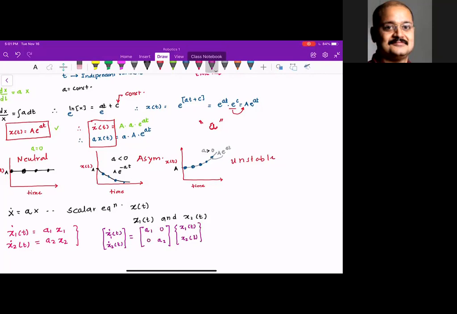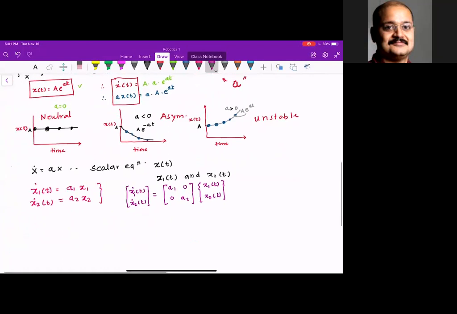Are you with me so far? Now remember this equation. What happens if my a1 and a2 are zeros? You agree with me? If my a1 and a2 are zero, the system is neutrally stable. Do you agree with me?